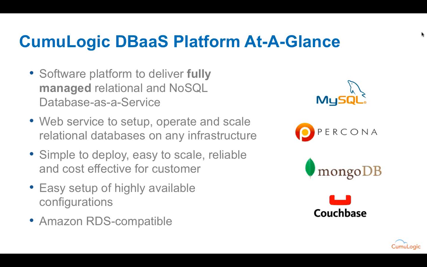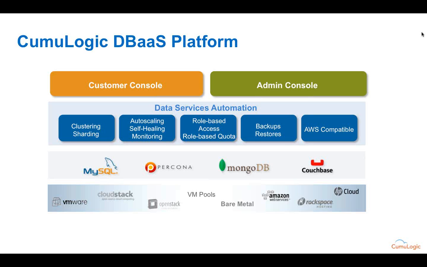Architecturally, this is the way that we think about our software. The user experience is through either an end-user console or the administrator view into the system. You can also interact with the platform via APIs, and anything you see on our UI, the same actions can occur via the API. That's because our UI is really just a client of our API. At that middle layer, we've got this notion of data services automation. These are the common functions that we support across all the different database engines that plug into the framework.